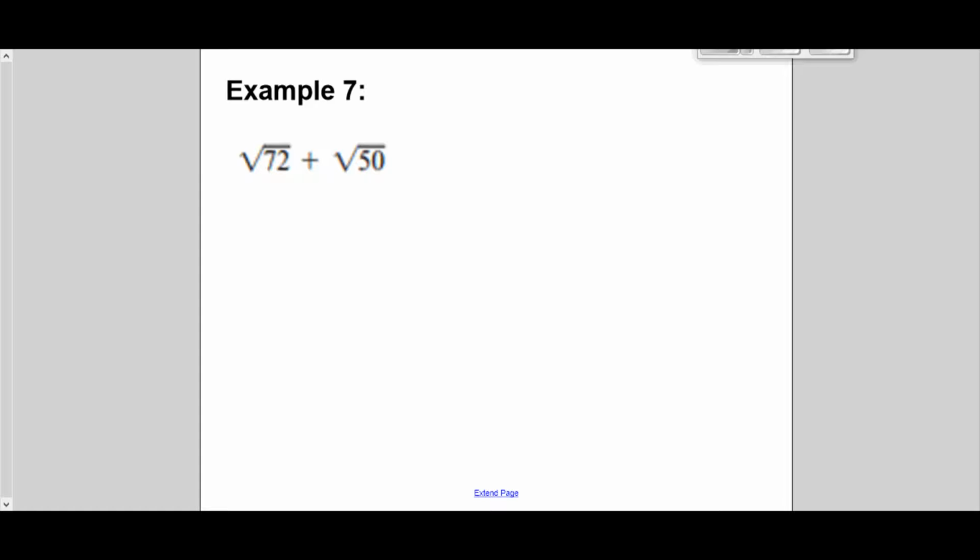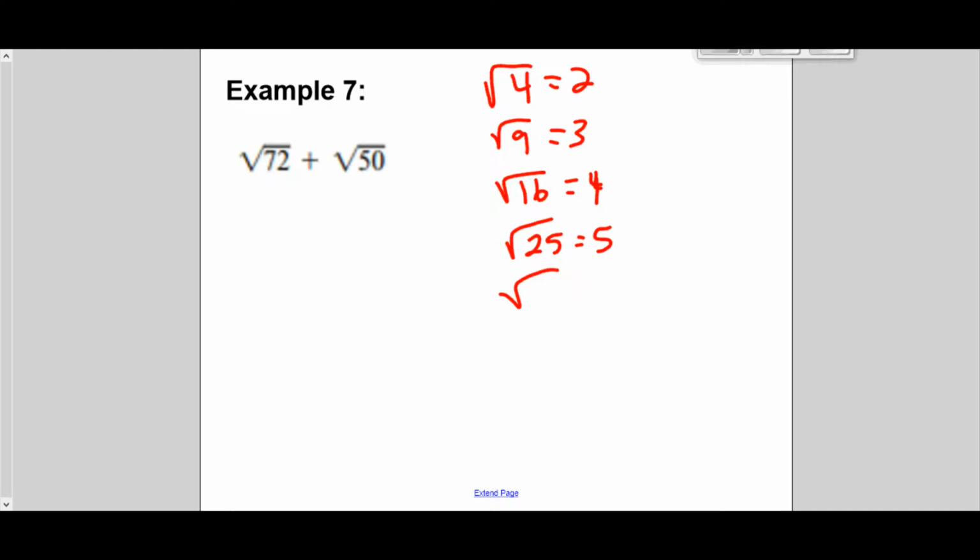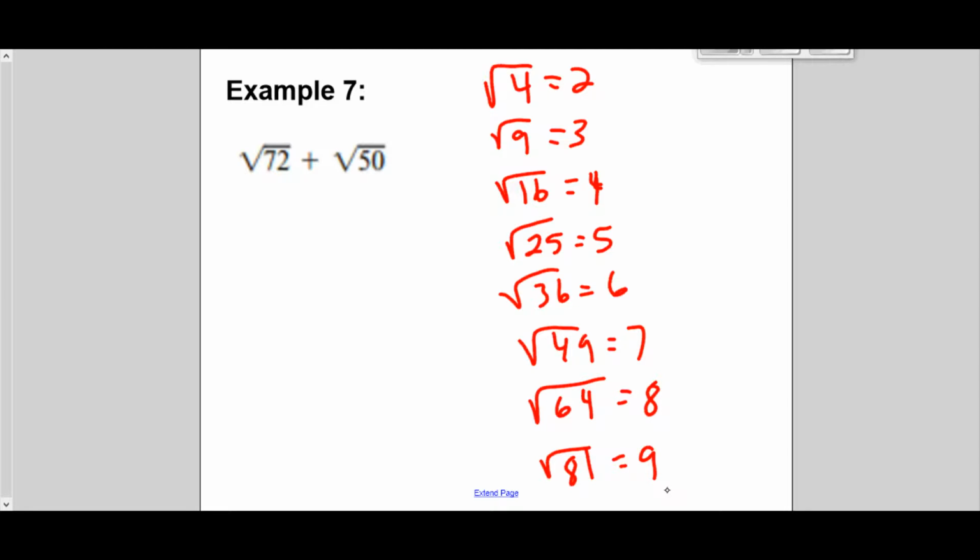Sometimes you'll have to reduce both radicals, so I'm just going to write a list of my perfect squares. So I know square root of 4 is 2, square root of 9 is 3, square root of 16 is 4, square root of 25 is 5, square root of 36 is 6, square root of 49 is 7, square root of 64 is 8, and square root of 81 is 9, and I can stop there because that's greater than 72. So I would just check which of these is the greatest that I could divide into 72.